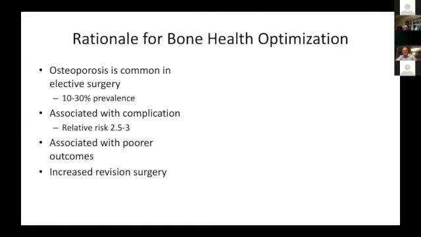So the rationale for bone health optimization is that osteoporosis is very common in elective orthopedic surgery. Prevalence in adults over the age of 50 is somewhere between 10 and 30%. It's associated with complications of orthopedic surgery. Relative risk is 2.5 to 3, associated with poor outcomes and increased revision surgeries.